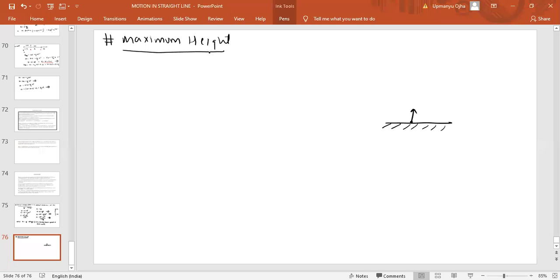So the point where we are throwing the object is the reference point. Above is taken as positive, below is taken as negative. Now maximum height. Just think on this point. If I throw the ball from the ground with the initial velocity u, when can you have the maximum height? Yes, when the final velocity becomes zero.